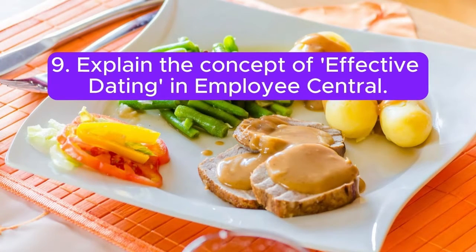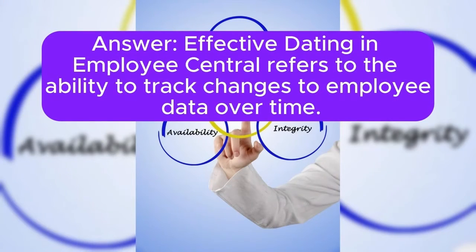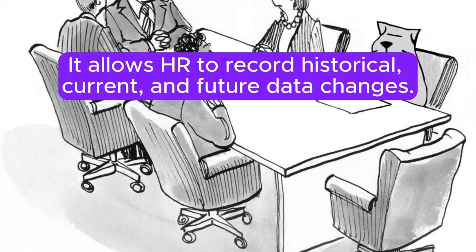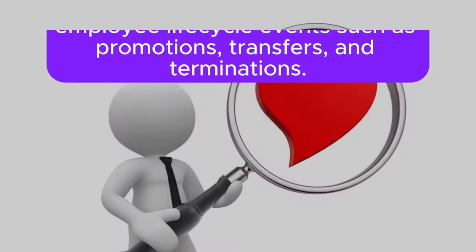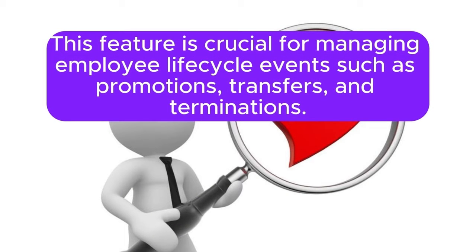9. Explain the concept of effective dating in Employee Central. Answer. Effective dating in Employee Central refers to the ability to track changes to employee data over time. It allows HR to record historical, current, and future data changes. Effective dating ensures accurate reporting and compliance, as it maintains a complete audit trail of all changes. This feature is crucial for managing employee lifecycle events such as promotions, transfers, and terminations.